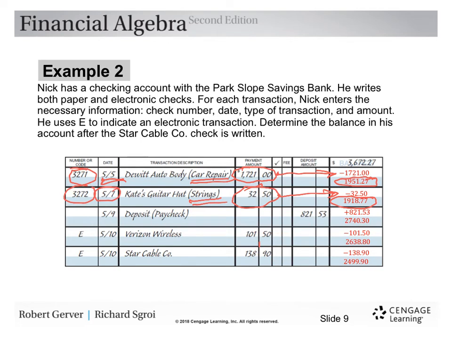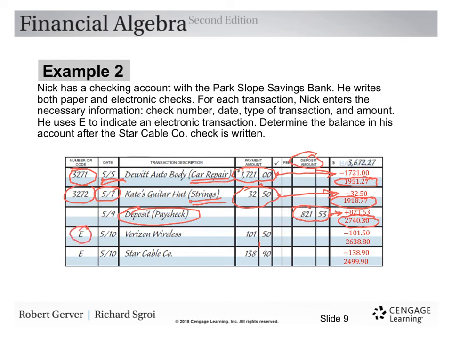Then on the 9th, he gets his paycheck. So this is a deposit. This no longer goes in the payment column, it goes in the deposit amount column. So he deposited $821.53. Goes over here, but now notice we got a plus sign because this is adding to his balance. Since we added to his balance, now it is $2,740.30.